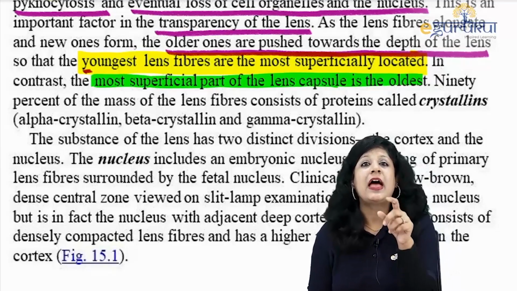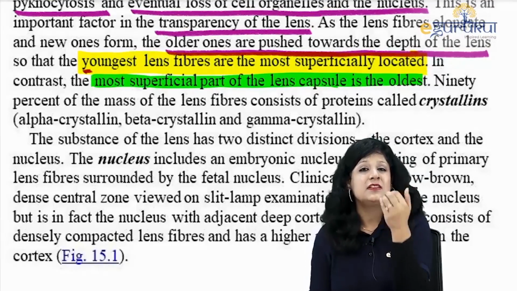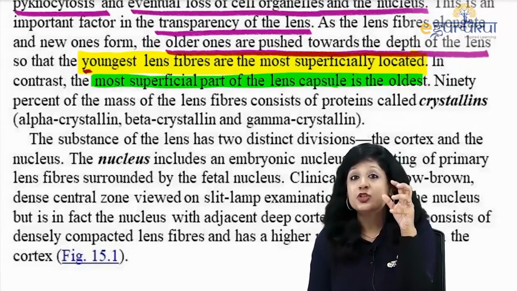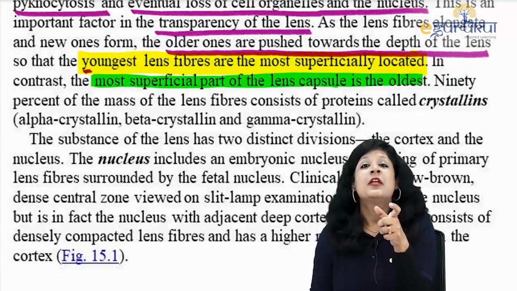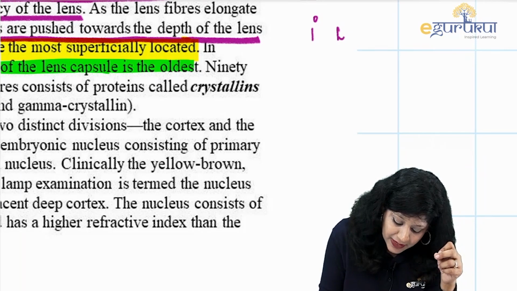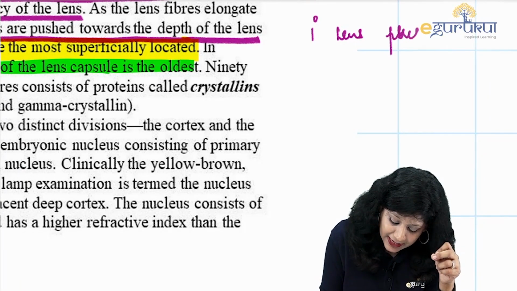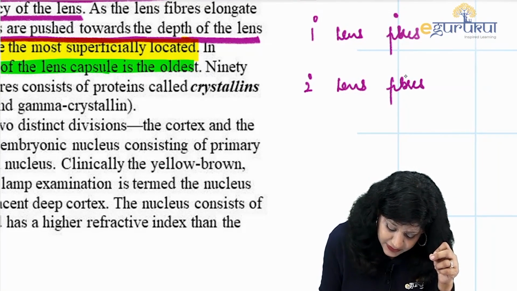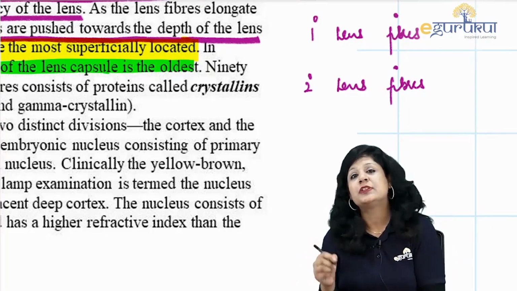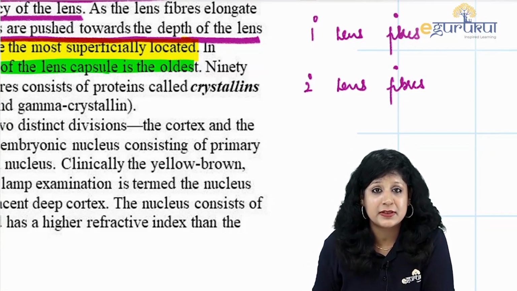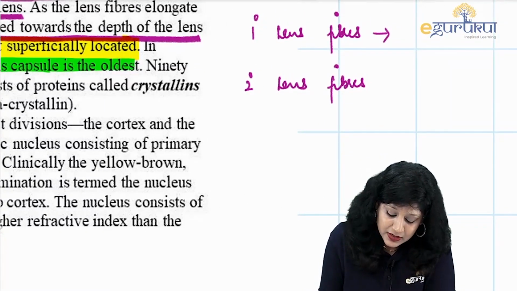Now see what happens: the fibers present in the lens and the fibers present in the capsule have a somewhat different arrangement. If I talk about the lens itself, we have two kinds of fibers: primary lens fibers and secondary lens fibers. It is the primary lens fibers which are formed by the elongation of the cells of the posterior epithelium, and they form the early layers of the nucleus.